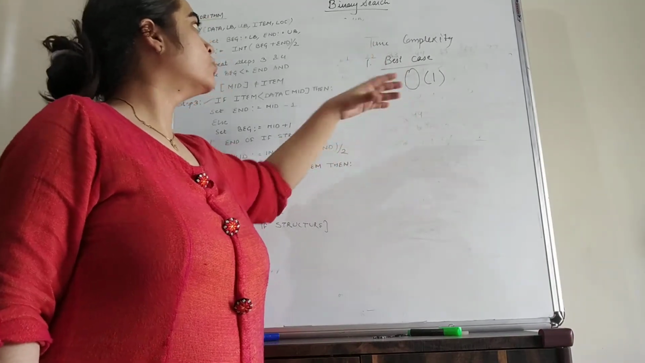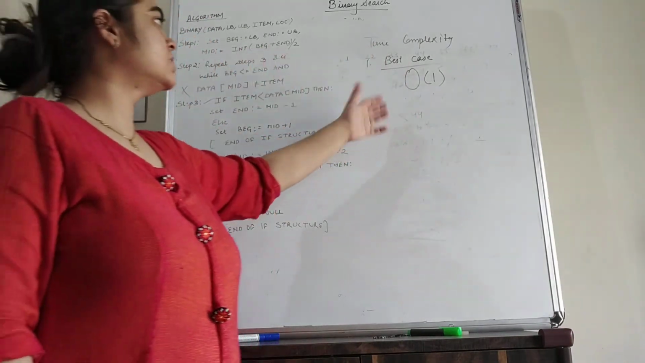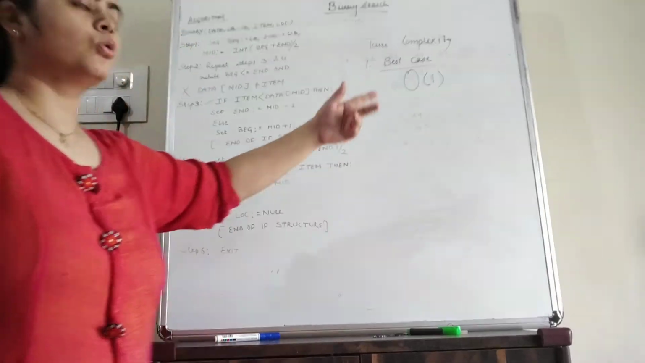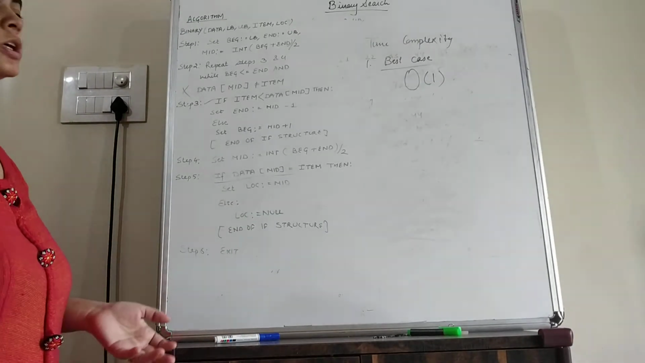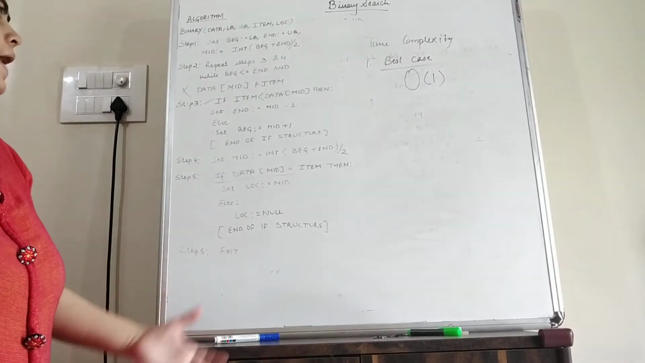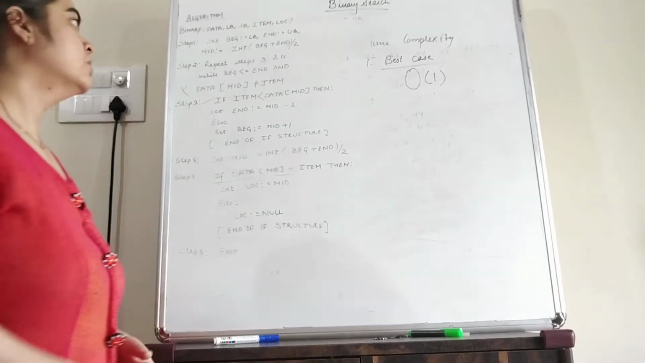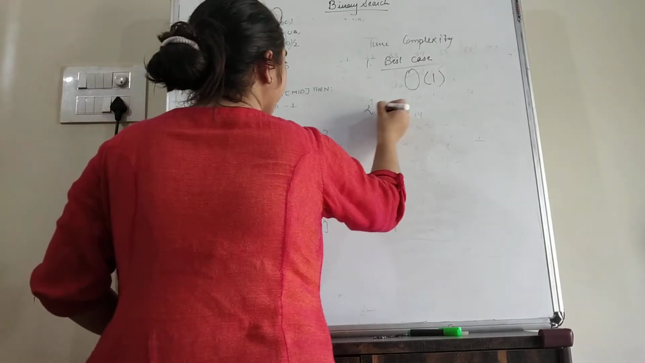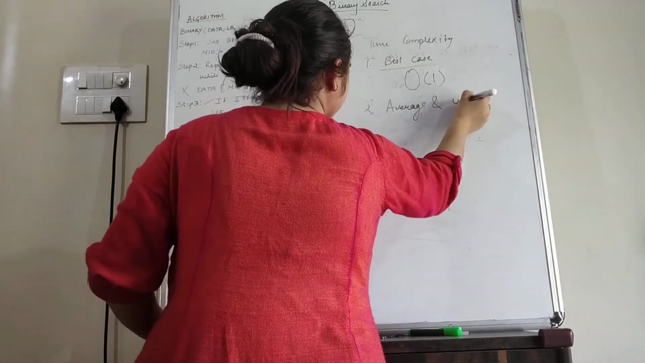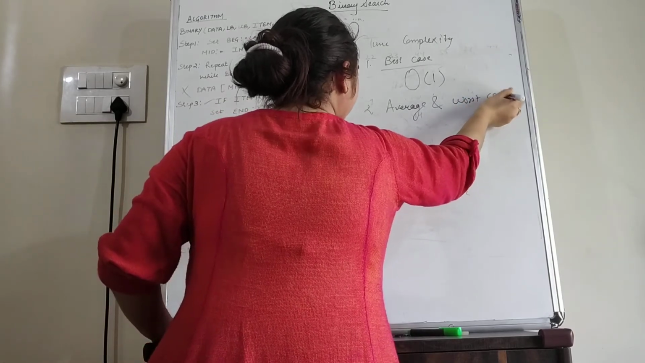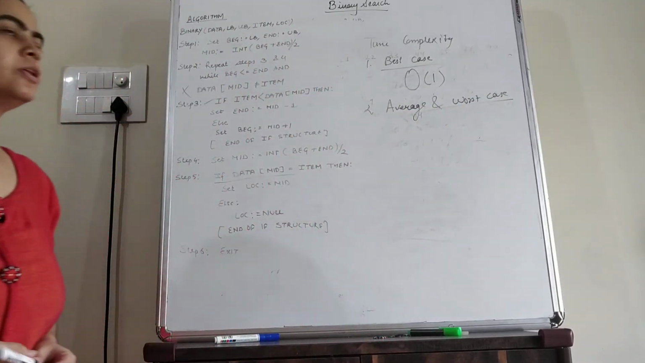And in order to show the complexity, we have to use big O. These are the notations using which we can show the complexities, like time complexity, space complexity. Okay students, second one is average case and the worst case. For average and worst case, the value is the same.